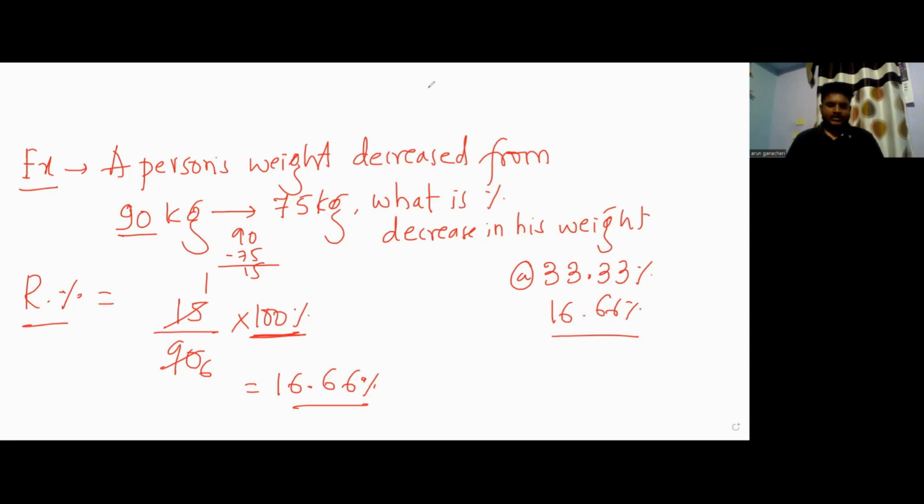I hope you have copied it. Let's move on to the next set of examples. Next is rule number 5. What does this rule say? This rule basically tells us, write down the rule, then we'll discuss.